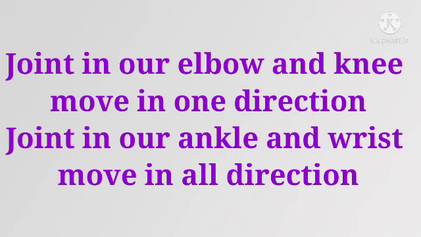But the joint in our wrist and the joint in our ankle can move in all directions, and the same goes for the joint in our shoulder. That means it can move in different directions. So some joints can move in one direction and some joints can move in different directions or all directions. Examples of joints that move in one direction are the joints in our knee and elbow.